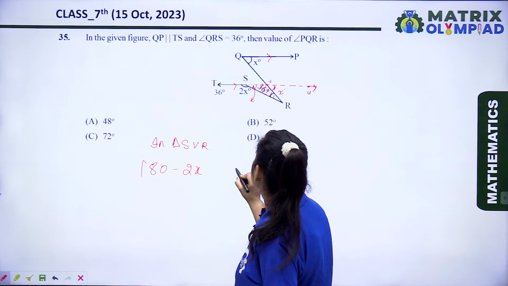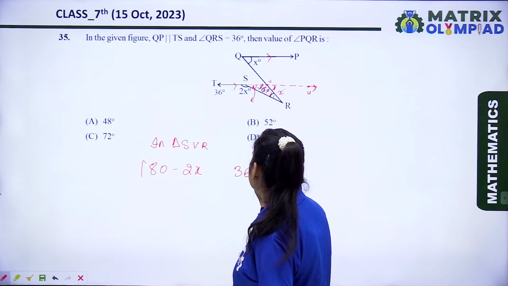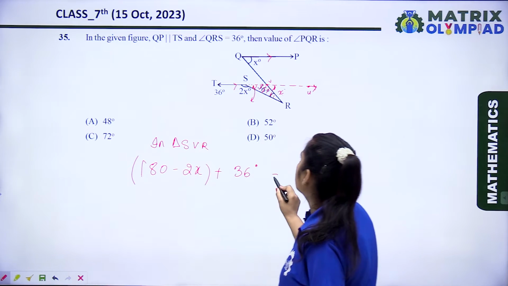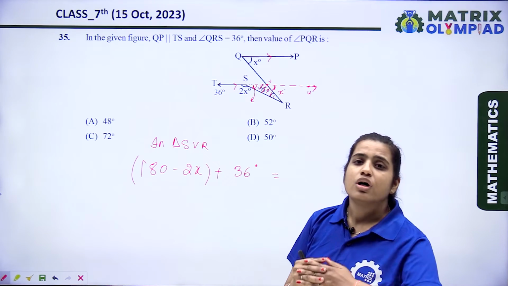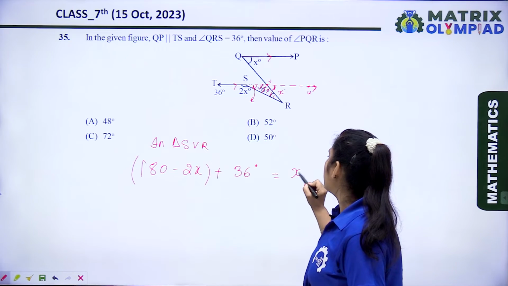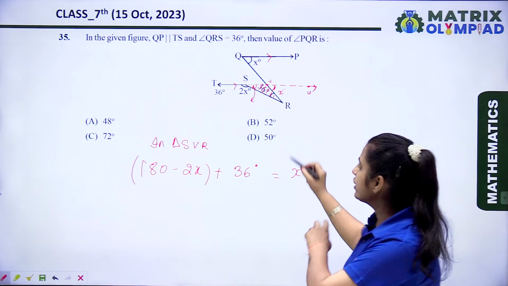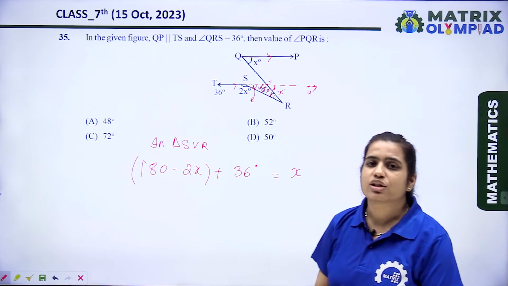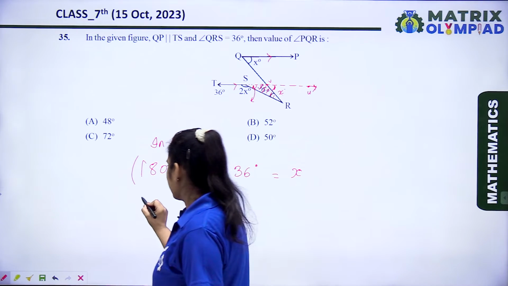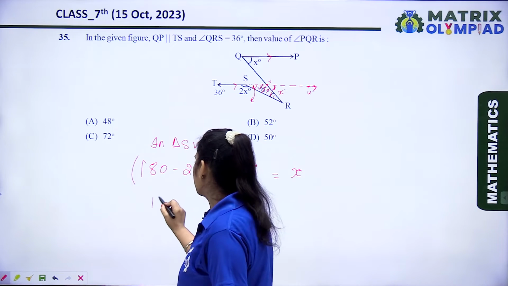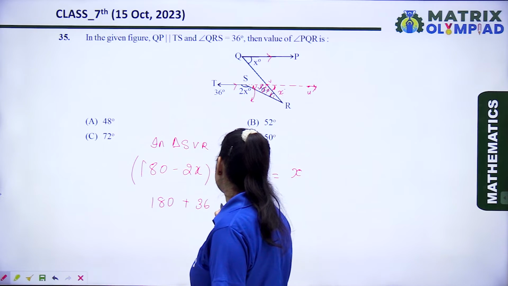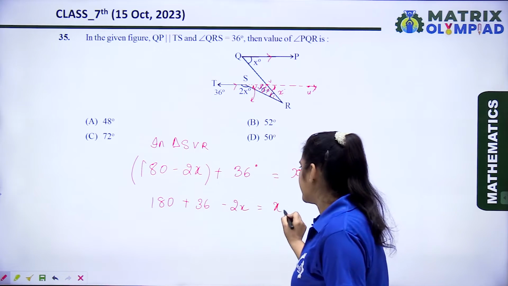So, angle R is given to us, that is 36 degree. And with the help of exterior angle property, we can say that the sum of two opposite interior angles is equal to the exterior angle. So, here exterior angle is x और जो अंदर के इंटीरियर एंगल है हमारे दो अपोजिट साइड के, उन दोनों का जो सम है वो हमारे x के इक्वल हो जाएगा because of exterior angle property. Now here we are going to calculate it. 180 plus 36 minus 2x equal to x.